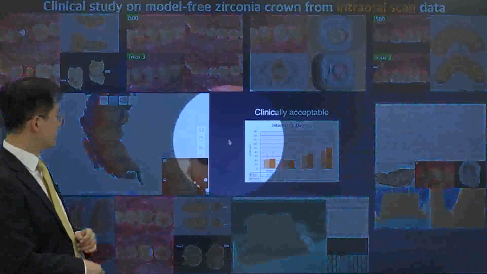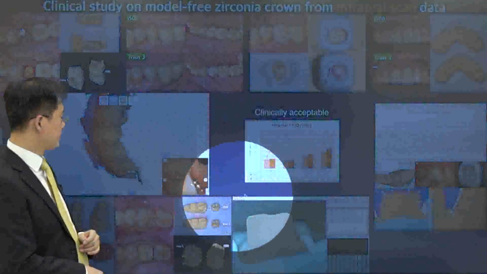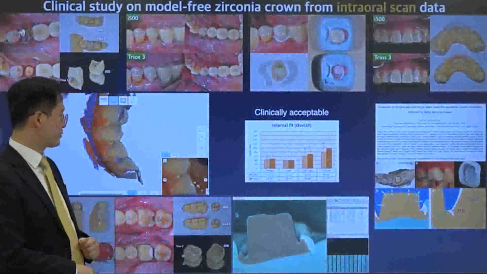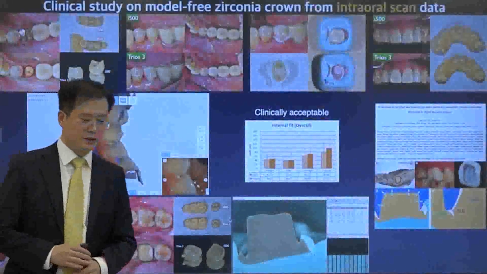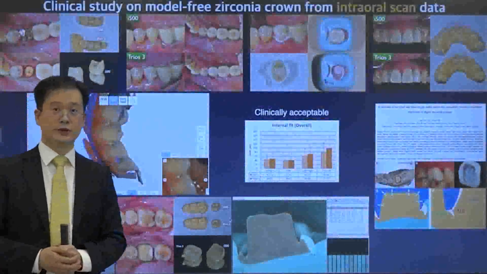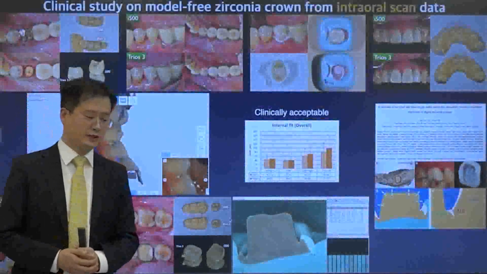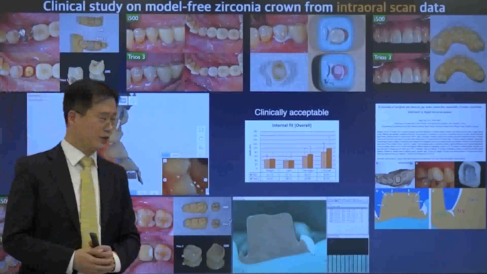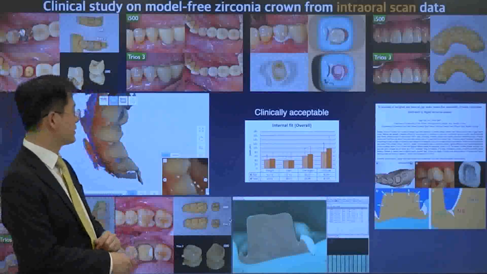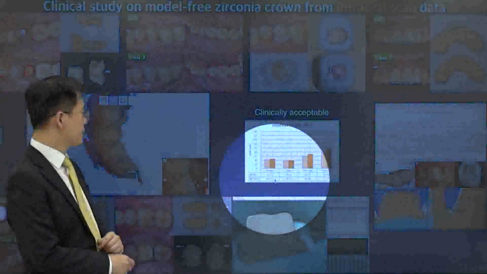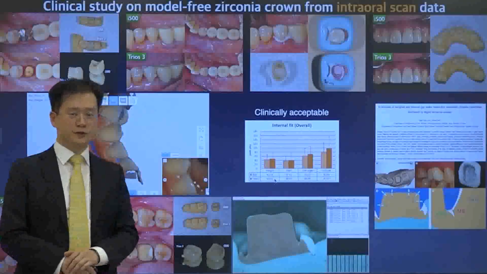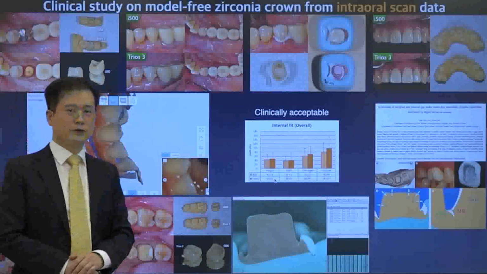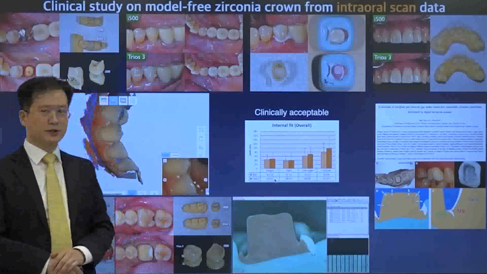So I compared the Korean-made i500 intraoral scanner and the Denmark-made Trios 3 intraoral scanner. Both intraoral scanners yielded a crown that would fit well in the patient's mouth. The marginal accuracy was around 40 to 50 microns, and it is below the reference value, which is 130 microns.